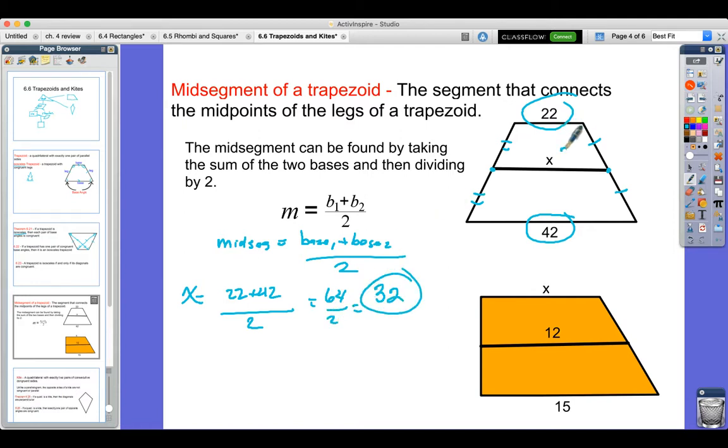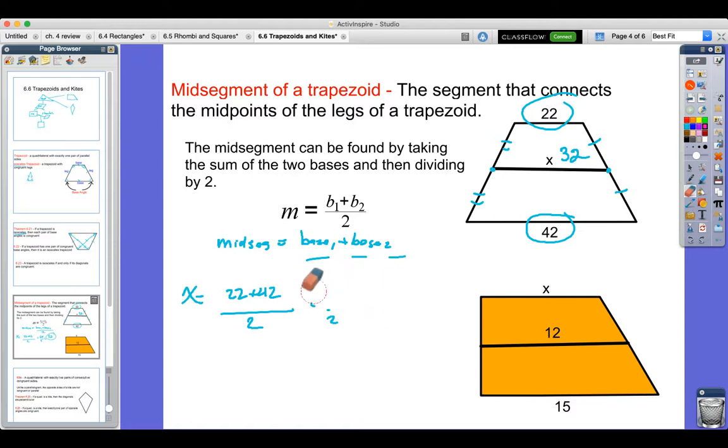So this mid-segment is 32. But also, let's think a little more non-mathematical, but pattern recognition. The difference between here and here is 20, so halfway will be 10. So this will be 10 more, and then this is 10 less. So the same idea is true here.